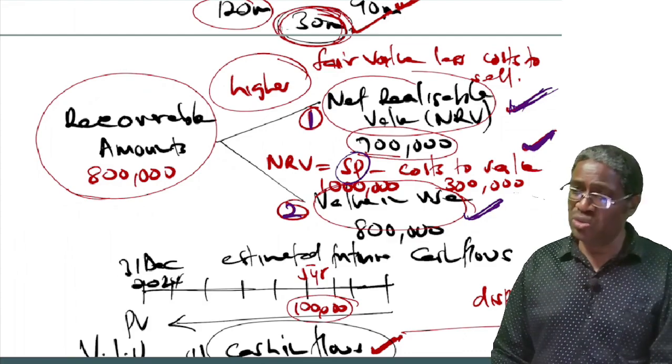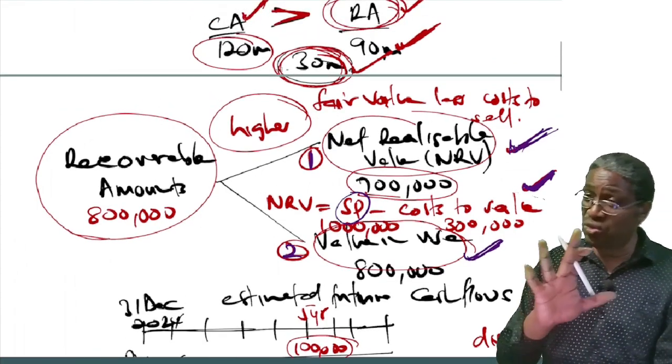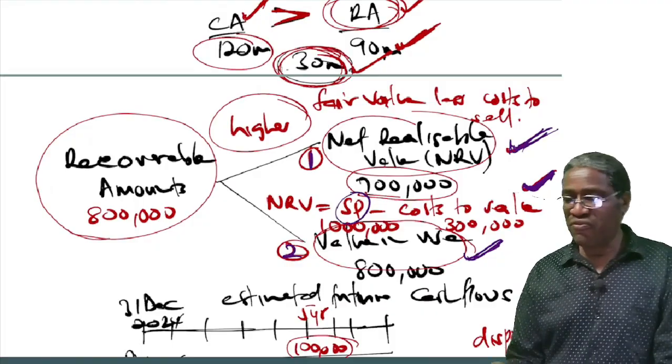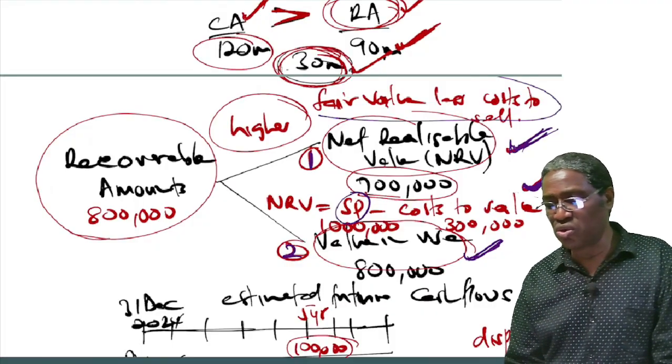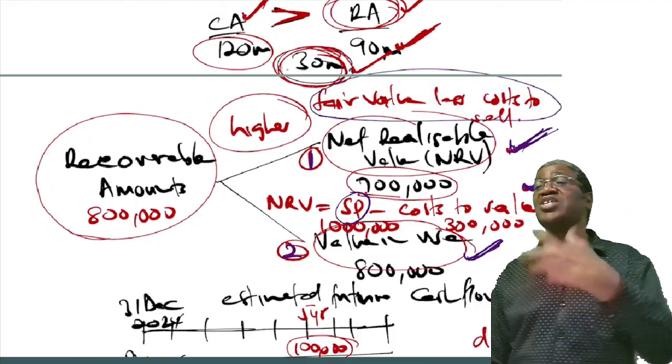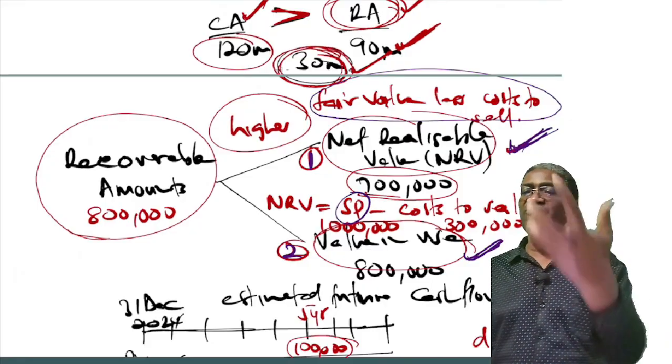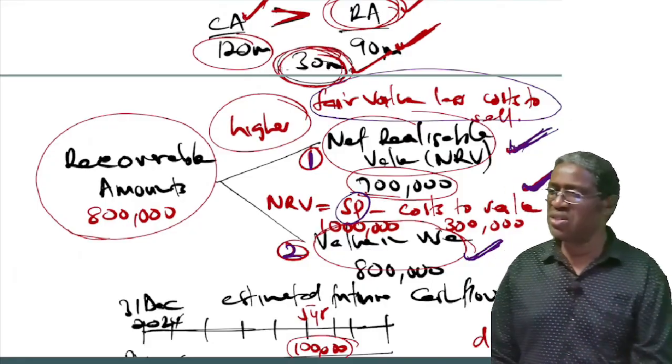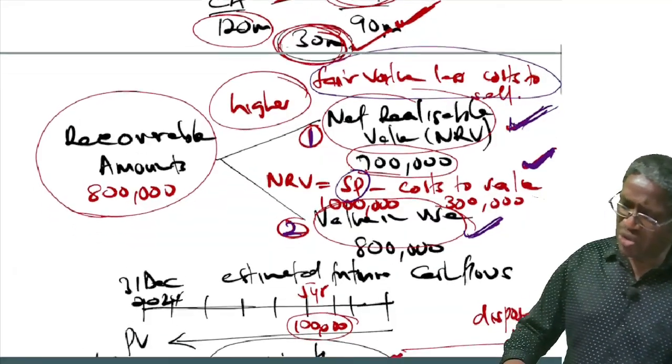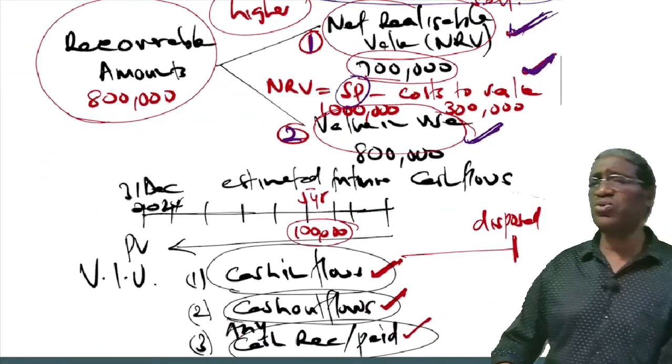I also told you some books call this value fair value less cost to sell. Instead of calling it net realizable value, some books will call it fair value less cost to sell. It's the same. The second amount you have to calculate is what we are calling the value in use.